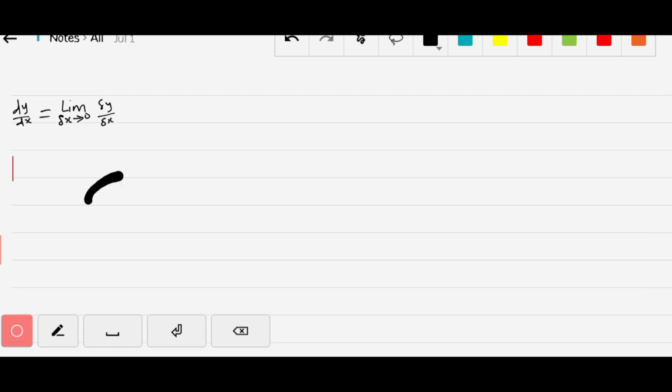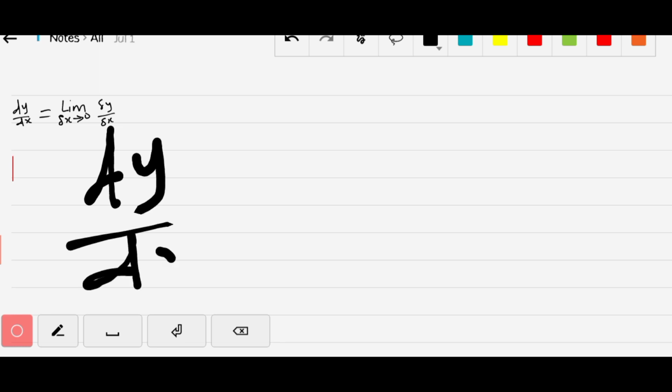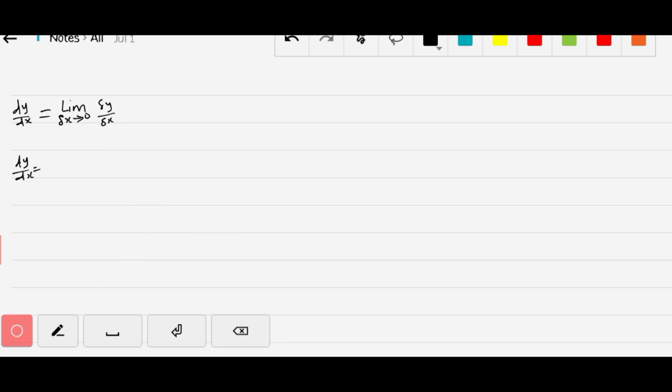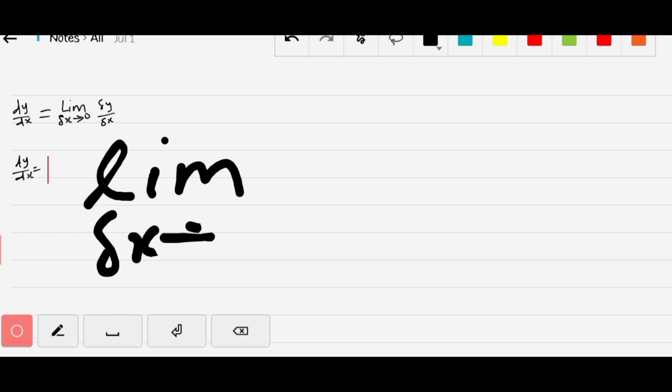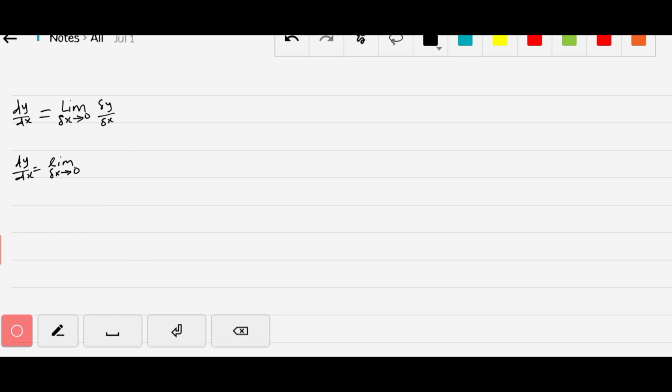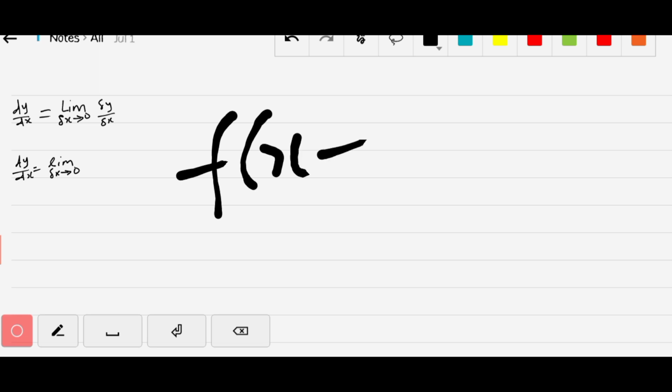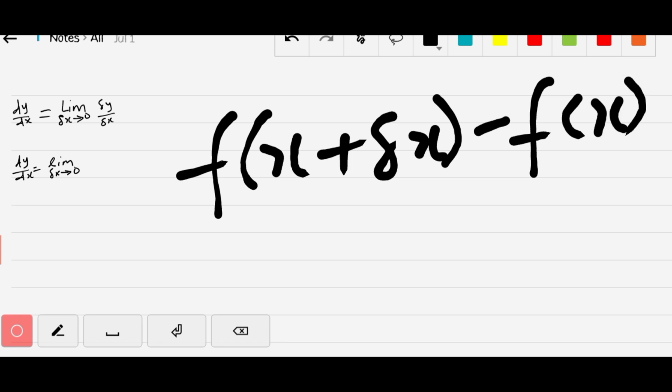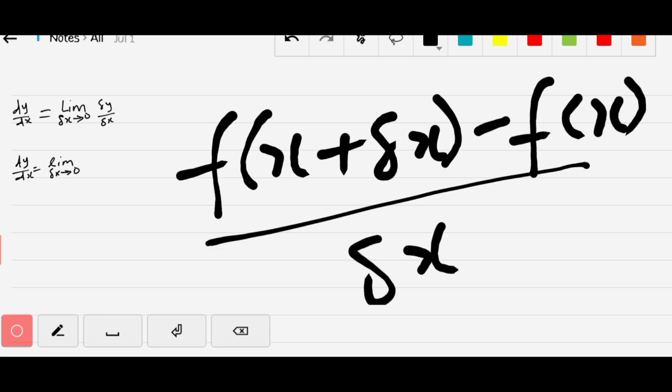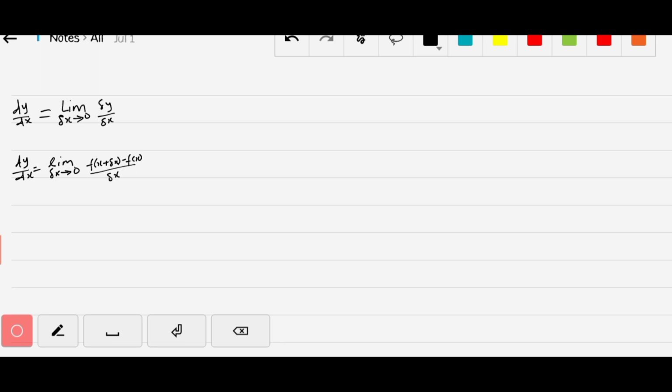Therefore, dy over dx will be equal to, we take the limit also at the right hand side of our equation. So we have the limit as delta x approaches 0 of f of x plus change in x, minus f of x, everything divided by change in x. This is what is known as differentiating from first principle. So this is called differentiating from first principle.